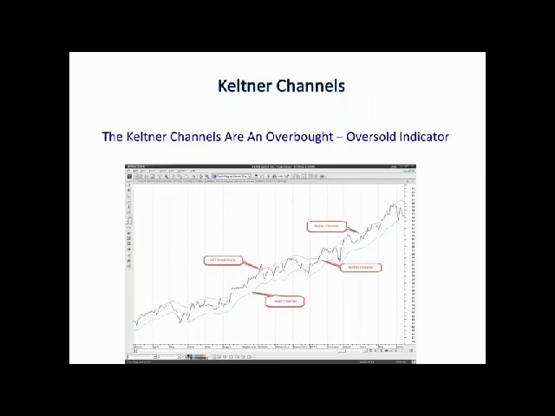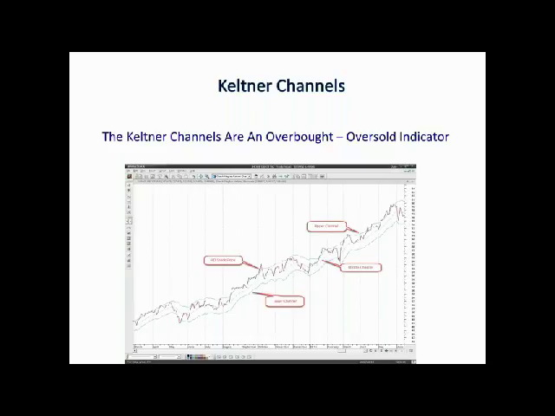And here's an example of the Keltner channels. They're an overbought, oversold indicator. This is a daily price movement for Home Depot stock, the red and black vertical lines here. And then there's three Keltner channels. There's the upper channel right here, and the middle channel is this dotted line right here. And then, of course, we have the lower channel.